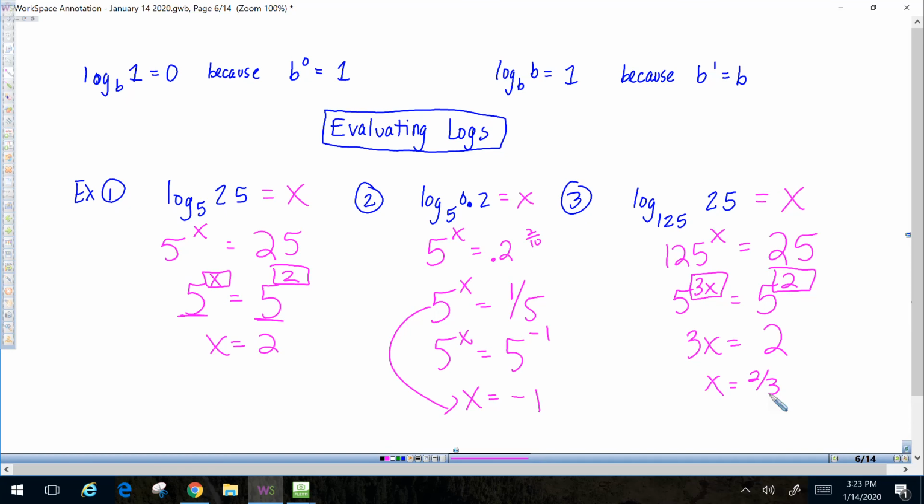All right, so that is evaluated. Now, I chose to do every example using base 5. It could be any base. It could be base 2, base 3, base 4, base 12, any base.